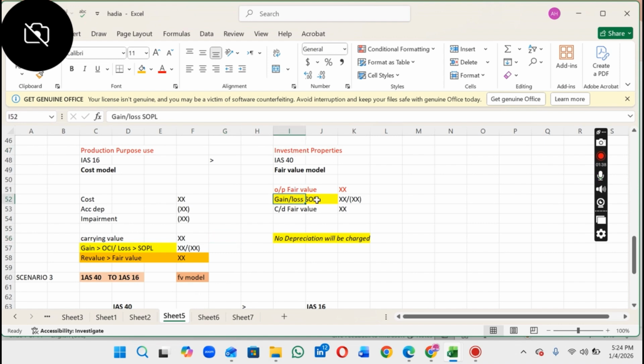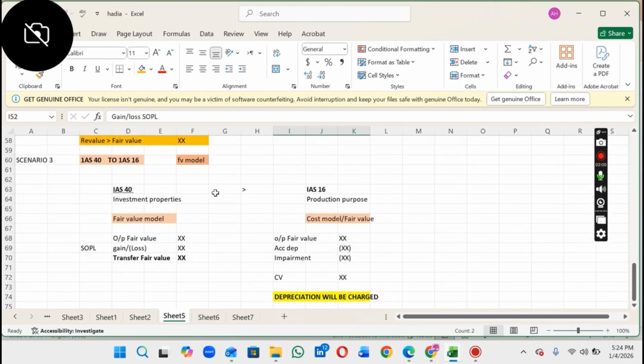And here we will just record it at fair value. We will find here the carrying value, carrying down to fair value, and now here no depreciation will be charged. And the gain and loss will be transferred to statement of profit and loss, same as the IAS 16 cost model.